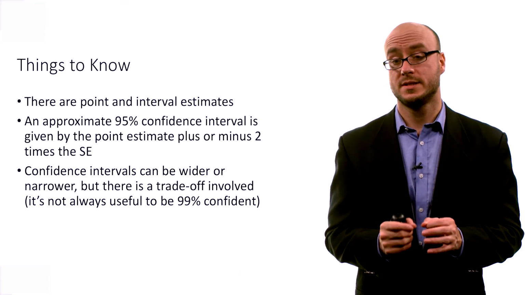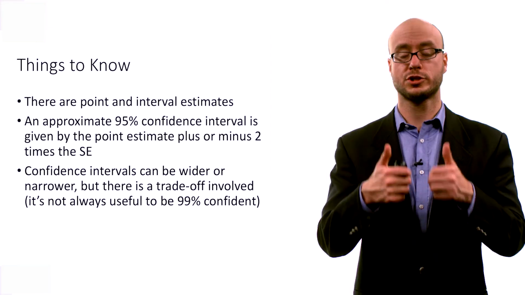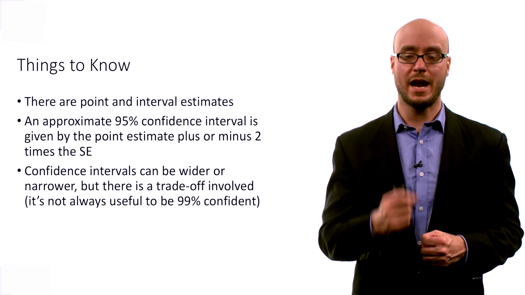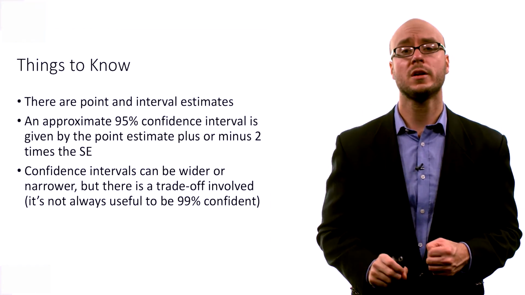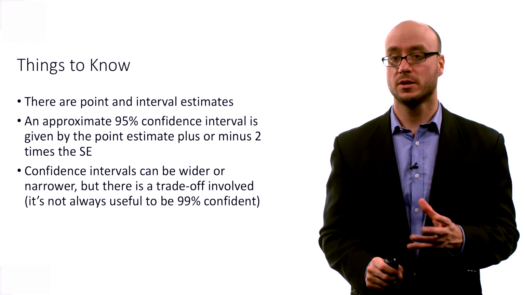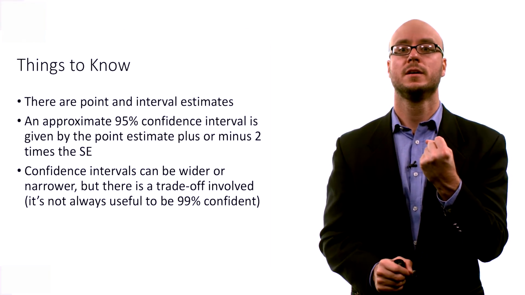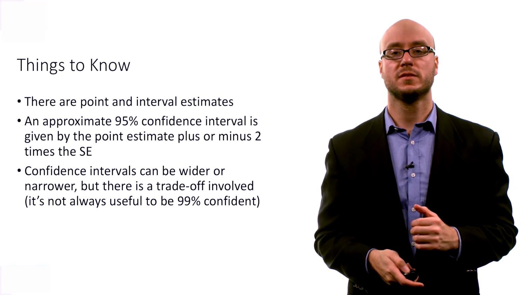The key point is that there's a trade-off involved, and really the only way around this trade-off is to have a larger sample size, because with a larger sample size, the standard error is smaller, and the standard error is a crucial part of calculating an interval estimate, because an interval estimate is simply that point estimate plus or minus z star times the standard error. So with a smaller standard error, we have smaller confidence intervals.